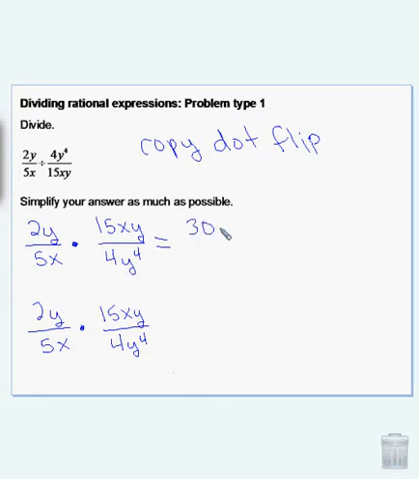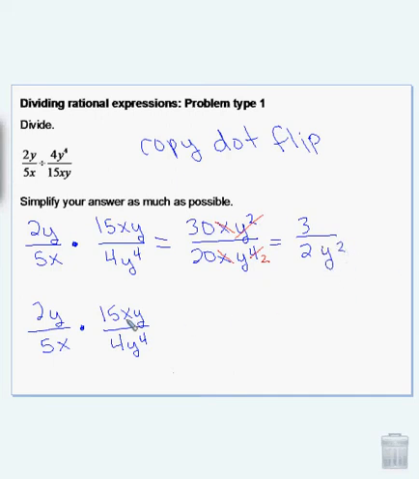15 times 2 is 30 x, and then y times y is y squared. 5 times 4 is 20, and then x and y to the fourth. I need to reduce this now. 20 and 30 will both divide by 10. If I divide 30 by 10, I get 3, and 20 divided by 10 gives me a 2. My x's will actually cancel. And now I have 2 y's in the numerator and 4 y's in the denominator. 2 of those y's will cancel each other out, leaving me with 2 y's in the denominator.